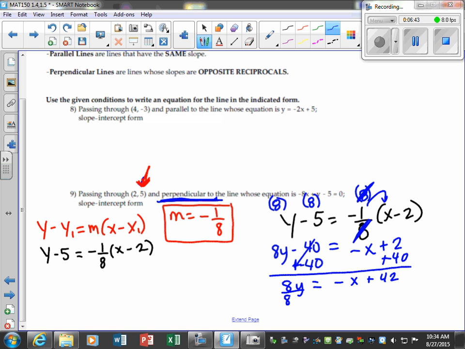And then divide both sides by 8. Simplify any fractions that can be simplified. So we get y equals negative 1/8x plus, I think we could divide a 2 out of each of those, so reduce to this. So this is our slope-intercept equation.